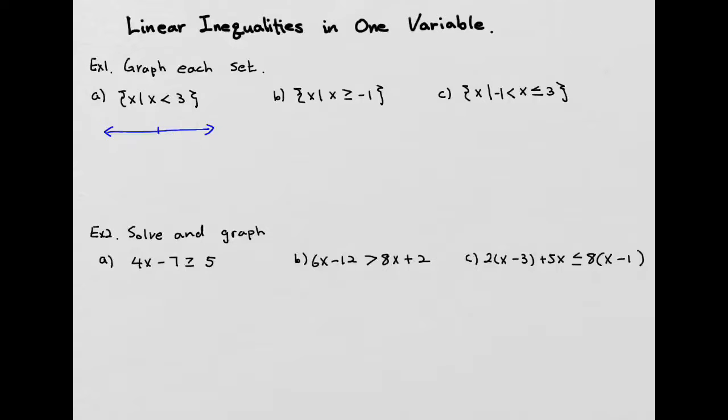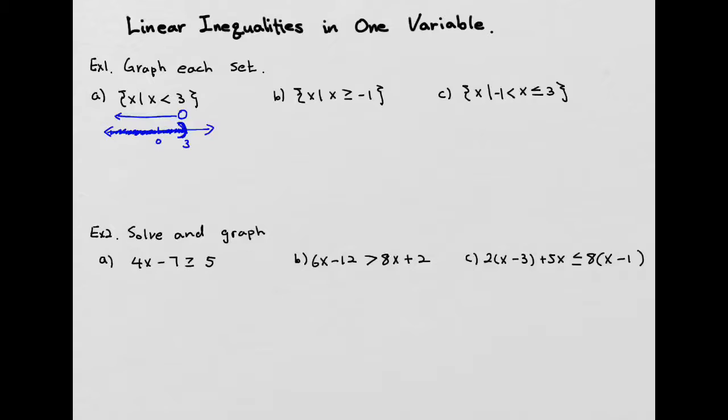If this is 0, we're going to mark 3. And smaller is going to be on the left side of that number. So every number that's left of 3 is smaller than 3. And because x is smaller, you're going to use either a parenthesis, or you can also use the open circle, like that, right? So either one will be okay to show less than.